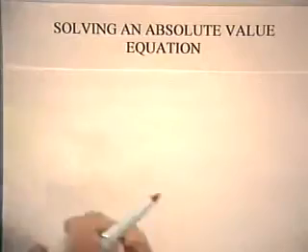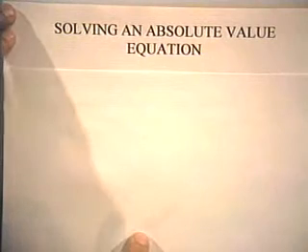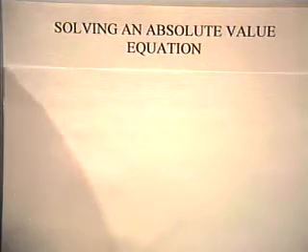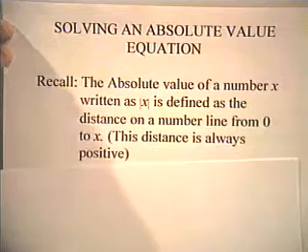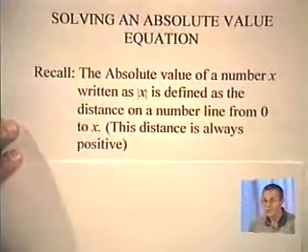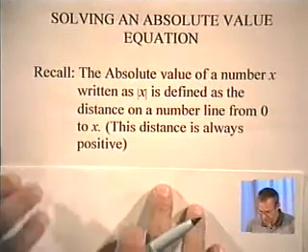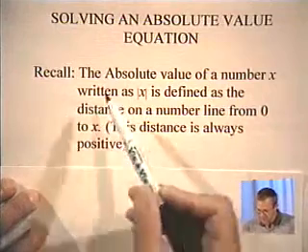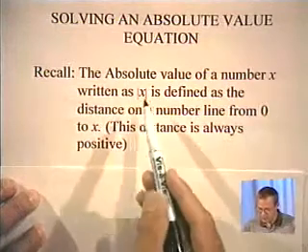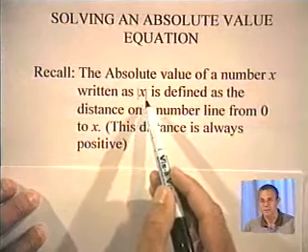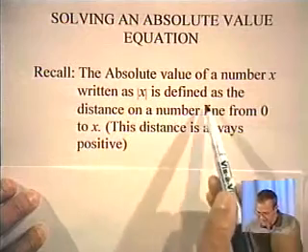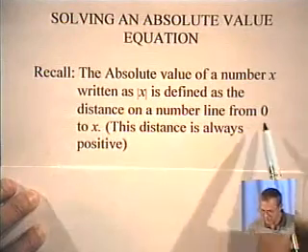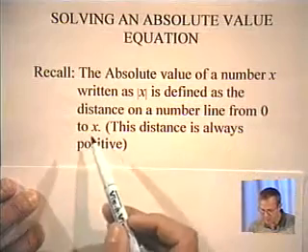Solving an absolute value equation. Before we go ahead and look at some absolute value equations, let's recall the definition of absolute value. This was done in an earlier lecture, but let's go ahead and look. The absolute value of a number x is written as this symbol here, and it is defined as the distance on a number line from the point 0 to the point x.